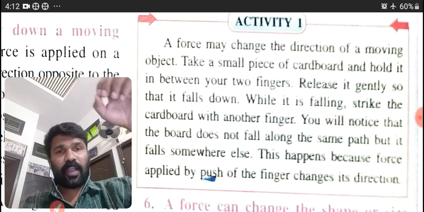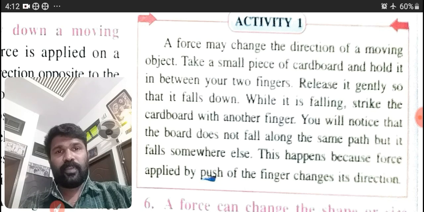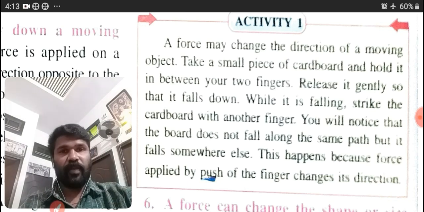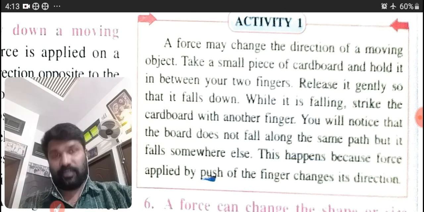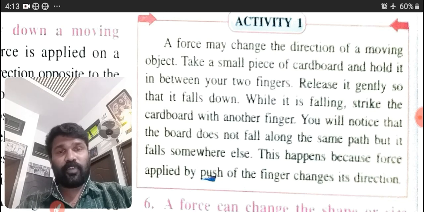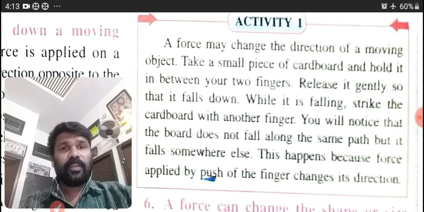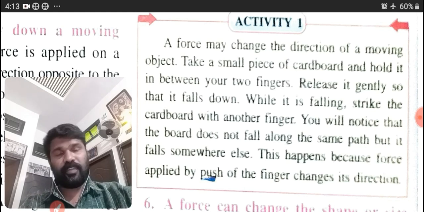Just keep the cardboard down, and on the direction of the movement you keep your finger in between. What will happen? It is supposed to go down directly, but by keeping our finger in between, what will happen to it? It changes its direction and it falls somewhere else. This happens because the force applied by the push of the finger changes its direction.